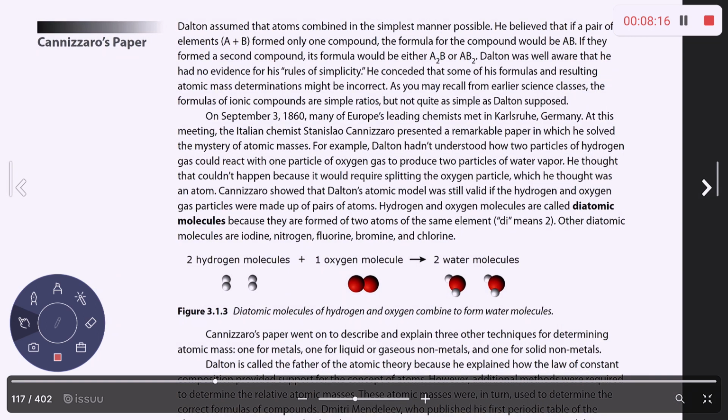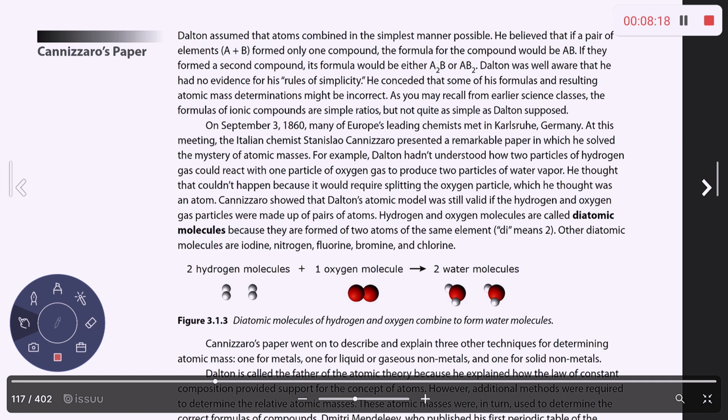So John Dalton had assumed that when atoms combine to make compounds, they do so in very simple ways. And there really wasn't any sort of evidence for his ideas that atoms combined simply. And in 1860, a bunch of chemists got together at a meeting, and there was an Italian chemist by the name of Cannizzaro. He presented a paper where he solved the mystery of atomic masses.